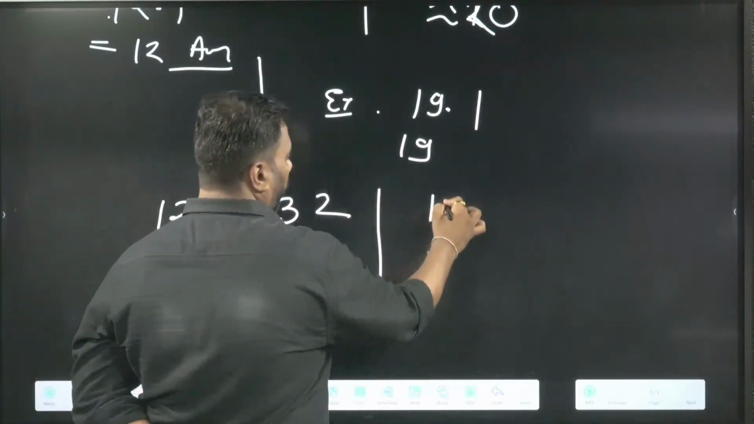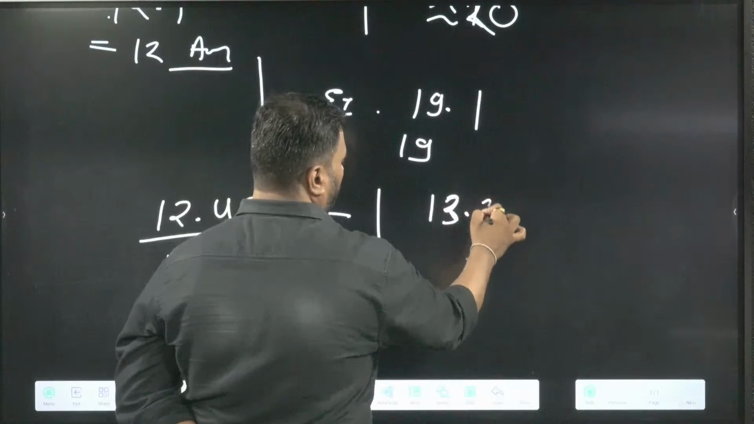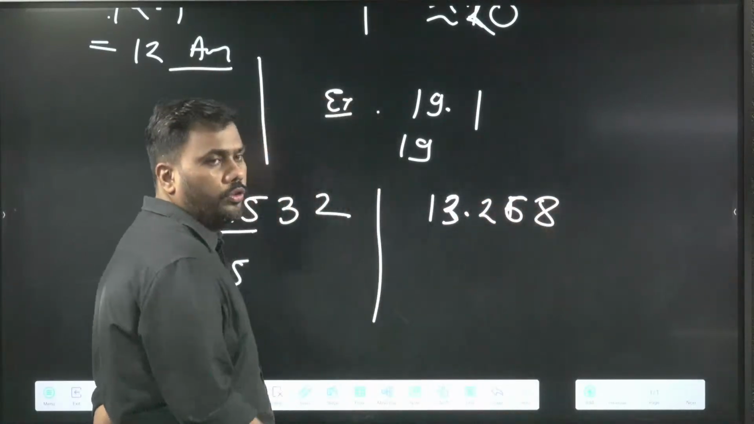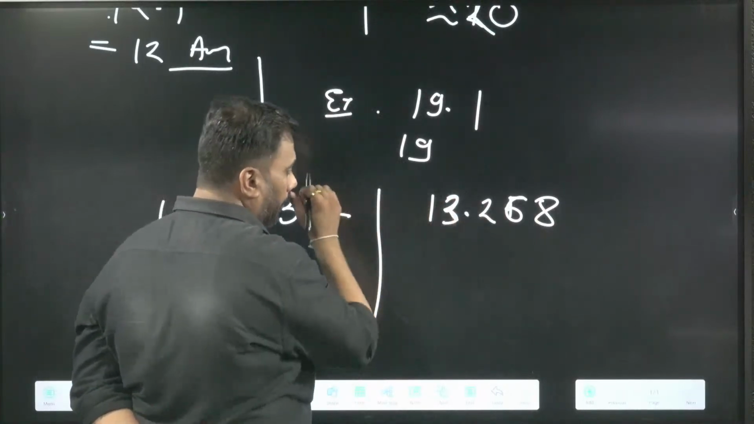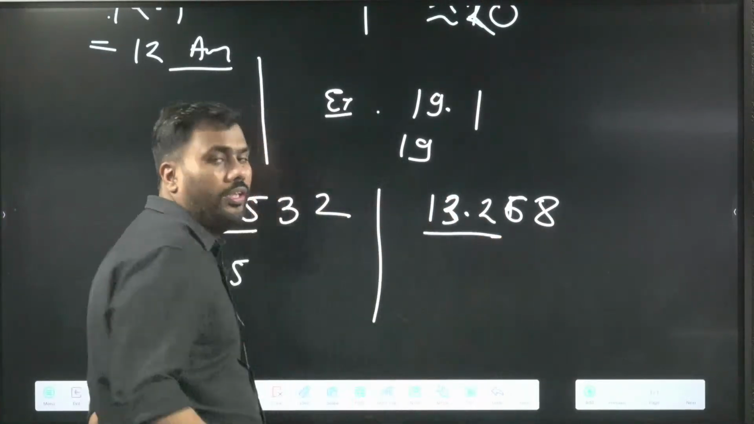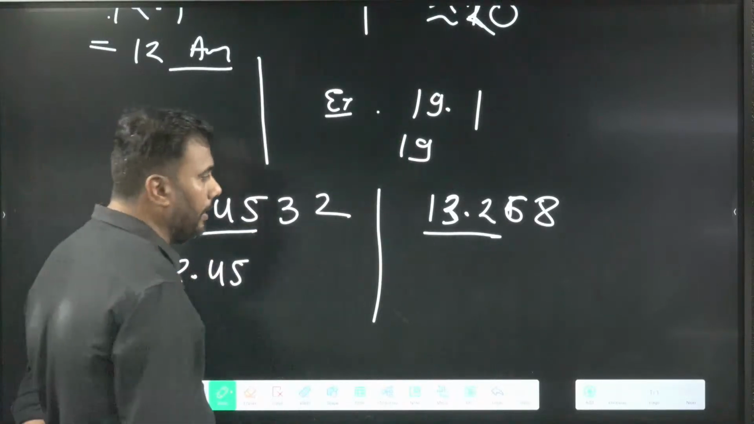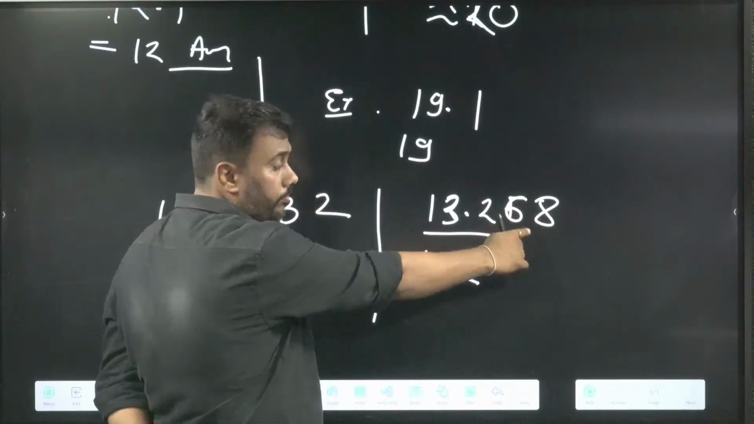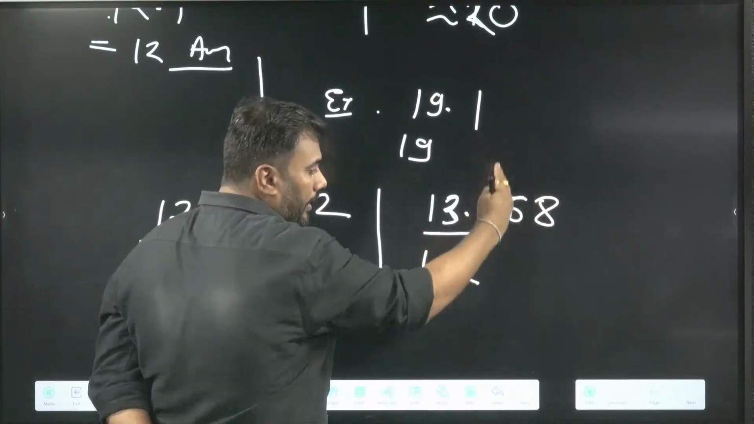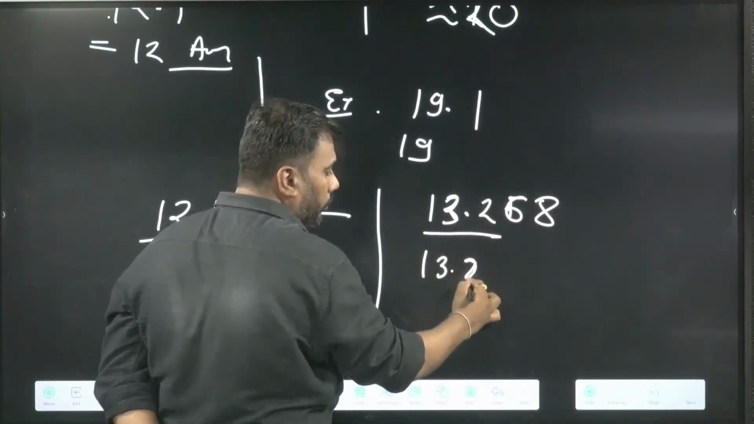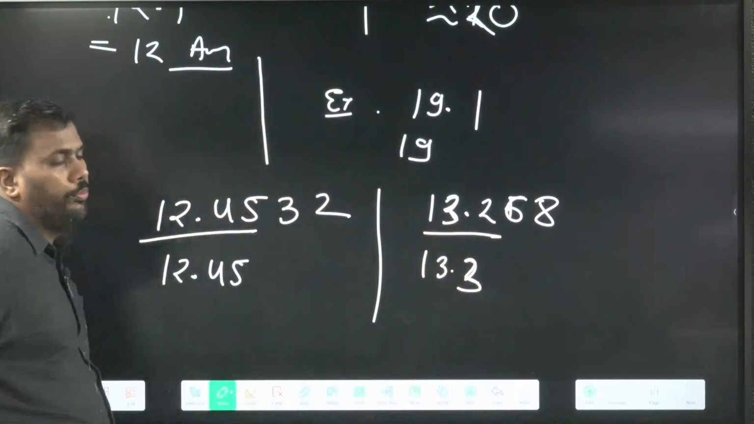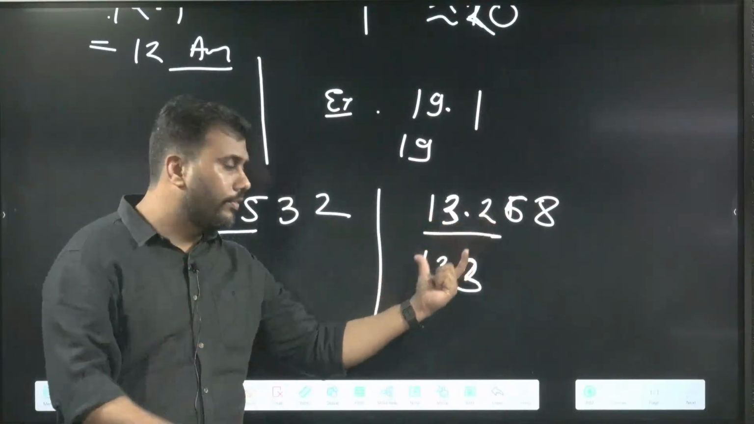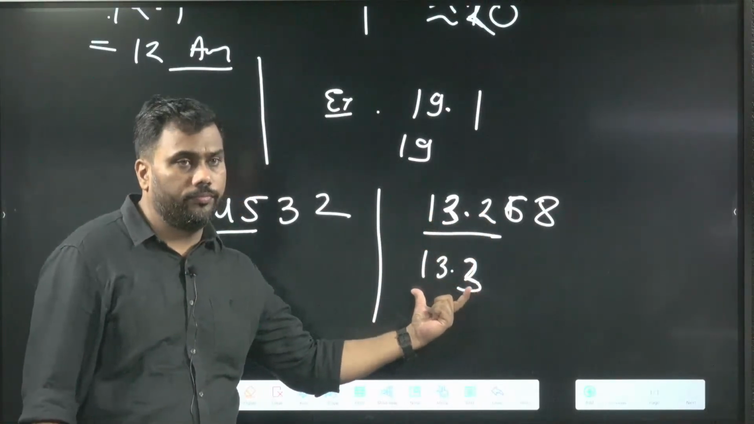But suppose your number is 13.268, and I want to round off to only 1 digit after the decimal. So 13.2, because the number you are leaving is greater than 5, so increase this number by 1. We should make it 3. Rounding off this number to 1 digit after the decimal is 13.3.